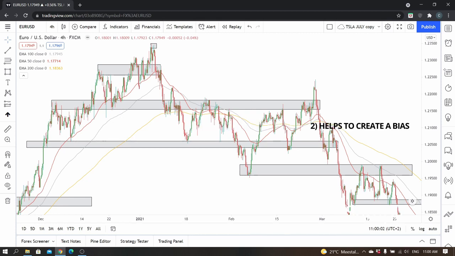And second of all, it also helps you create a bias. So if you should buy or you should sell a certain asset, crypto or forex pair. Understanding the market structure means that you know what way the price is probably moving, and thereby you can create a bias. And last of all, it builds for you a general understanding of the market when you constantly analyze the market structure.